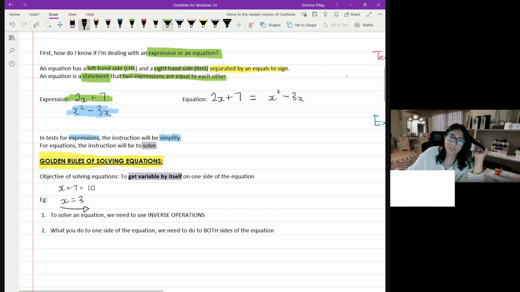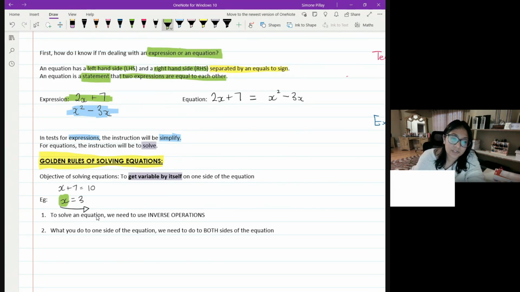And what I want you guys to see is that we got x alone. x is now alone on one side of my equation. And so that's really what we're trying to do. That's how you know you're completed. When you have your variable on its own on one side of the equation, you know you're done. Now, how do we actually do that?